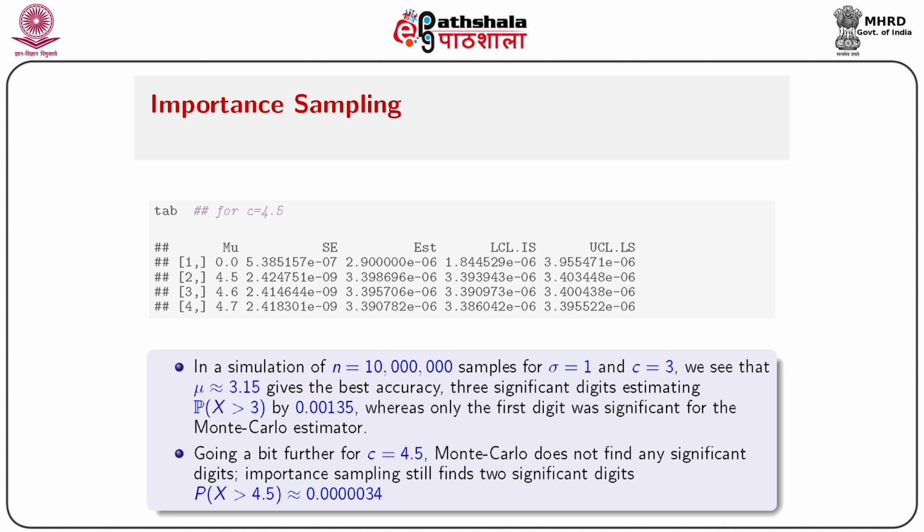Then, in the simulation of n equals 10 to the power 7 samples for sigma equals 1 and c equals 3, we see that mu equal to 3.15 gives the best accuracy: 3 significant digits estimating the probability of X greater than 3 as 0.00135, whereas only the first digit was significant for the Monte Carlo estimator. Going a bit further, for c equals 4.5, the Monte Carlo does not find any significant digits. Importance sampling still finds 2 significant digits. That is, the probability of X greater than 4.5 is approximately 0.5034.